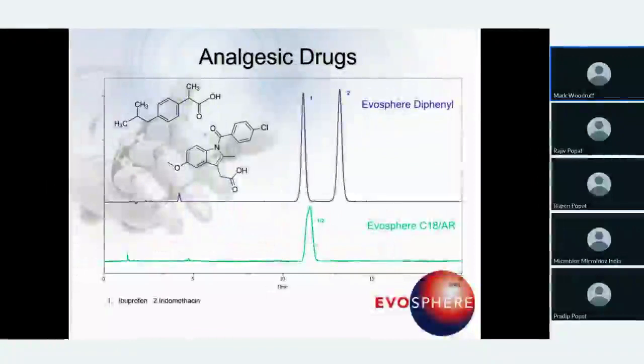The C18AR will not always work. So where do we go next? So this is an example where, as a largely predominantly C18 column chemistry, the C18AR doesn't give us resolution between our analgesic drugs. We move to the EVOSPHERE diphenyl with the same mobile phase, and we get very good resolution between these 2 compounds. So the ibuprofen and the indomethacin.